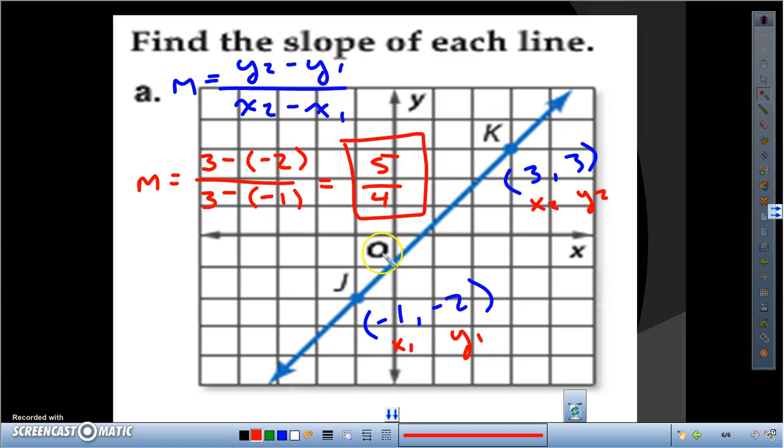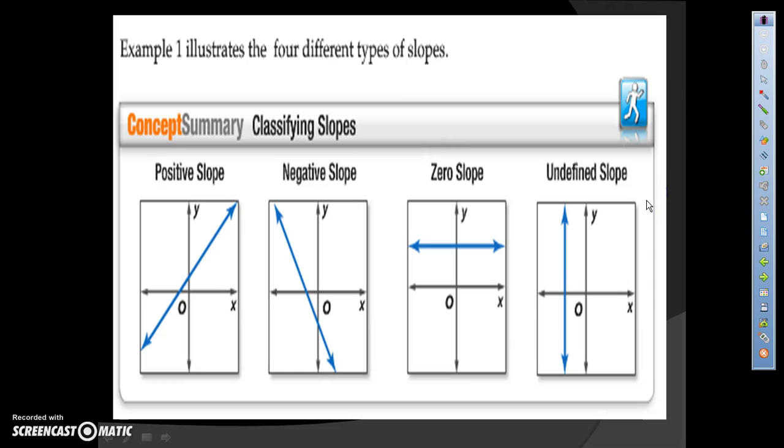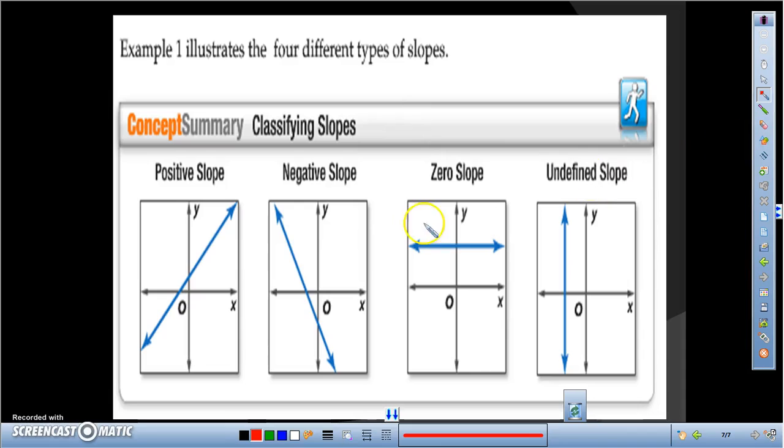Okay, so now that we are reviewed on slope, let's move on to what the lesson is really about, which is the slopes of parallel and perpendicular lines. And just a quick review here before we get into that of what a positive slope, a negative slope, a zero slope, and an undefined slope look like. The positive and negative are usually fairly easy to remember. The zero and the undefined is where people usually have the most problems.